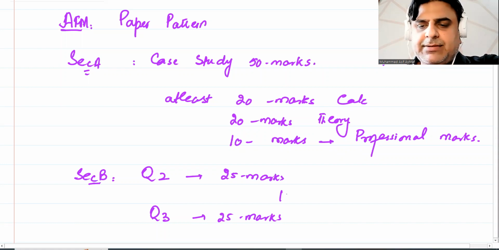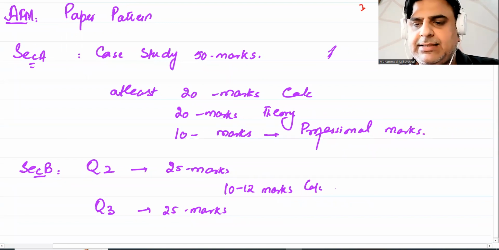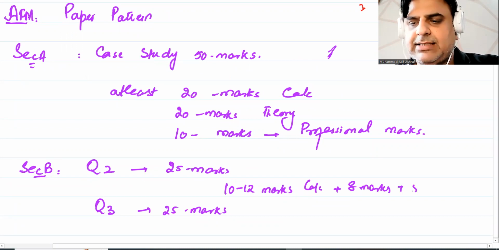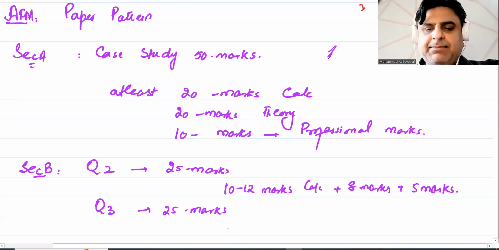In both questions, expect 10 to 12 marks for calculation, plus 8 marks theory minimum, plus 5 marks for professional presentation. The same is the case with question number 3 as well.